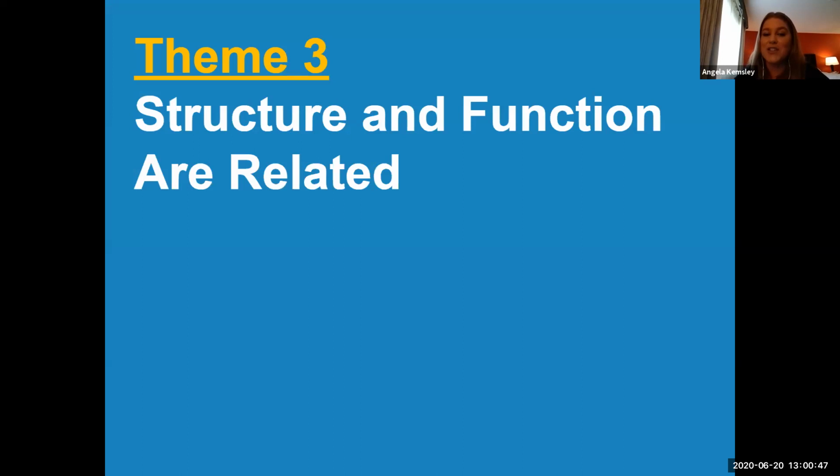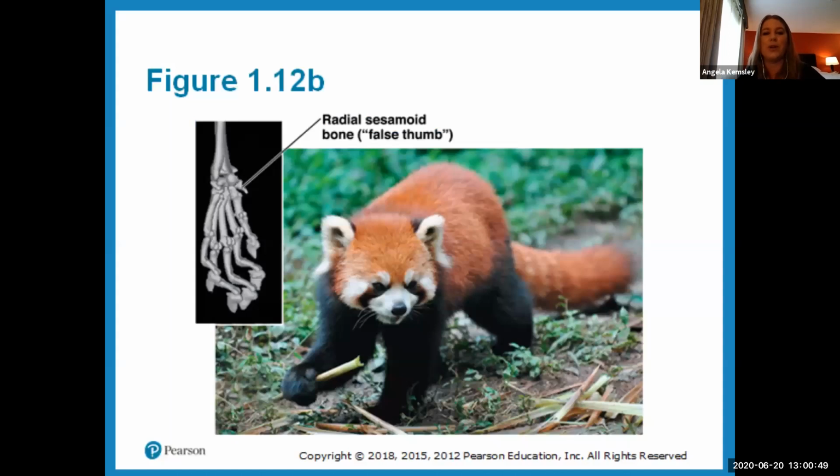Theme number 3, structure and function are related. So take a look at this cute little red panda, and if you take a look, it has this false thumb. Why does it have this false thumb? Right? What is the point? Is it just there for funsies, or does it do something? Well, in life, usually nothing is done for funsies because it takes energy, right? It takes energy to make that little false thumb. So we're going to do it for a reason. And the reason, if you take a look, is to grab things.